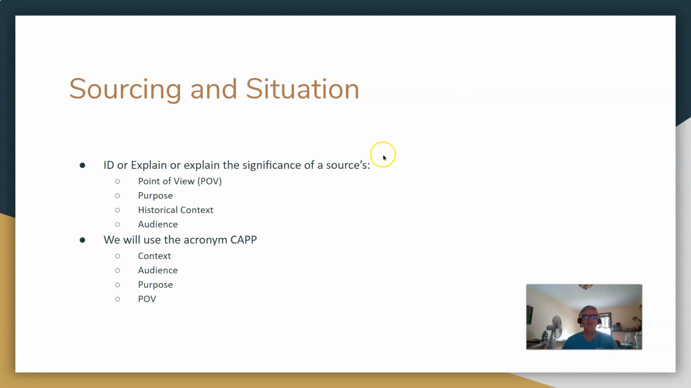Okay. Sourcing and situation. This is a very document-heavy course. We're going to do a lot of reading, and we're going to read a lot of primary source and secondary source documents, and try to explain the significance of the source's point of view, the purpose of the source, the historical context of the source, or the audience. And we're going to use an acronym that I like to call CAP, which is simply context, audience, purpose, point of view. We will spend a good deal of time during the school year trying to master each of those.